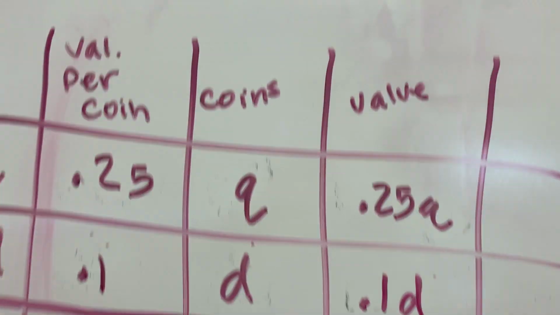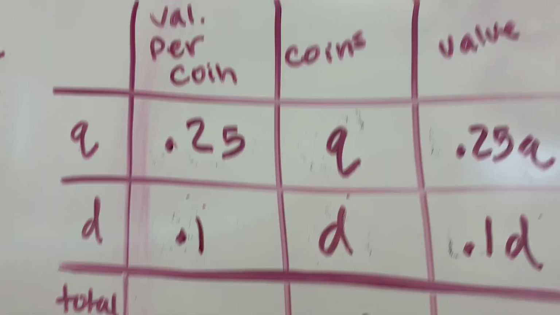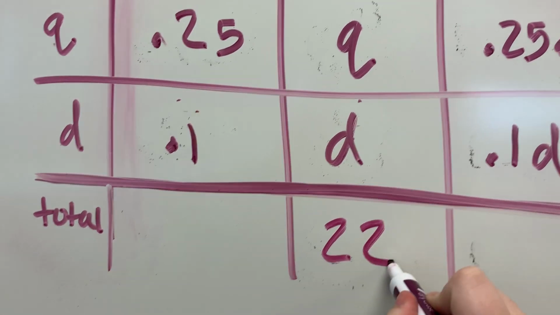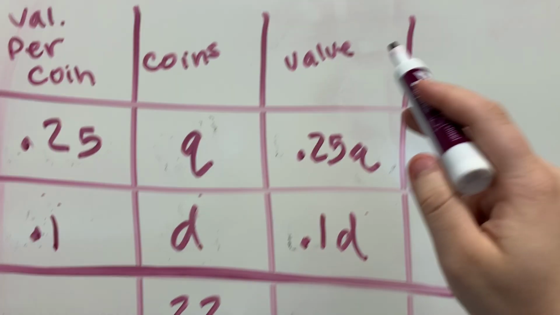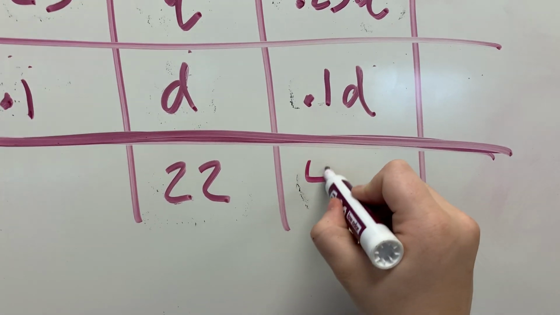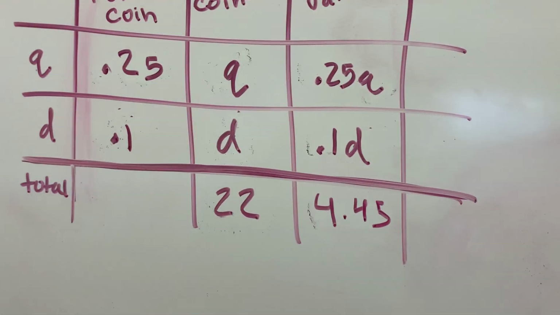The other part that we know is that she has 22 coins. So the total number of coins that she has is 22. We know that she has a total of $4.45. So the total value that she has is $4.45. Now we're going to form our equation.